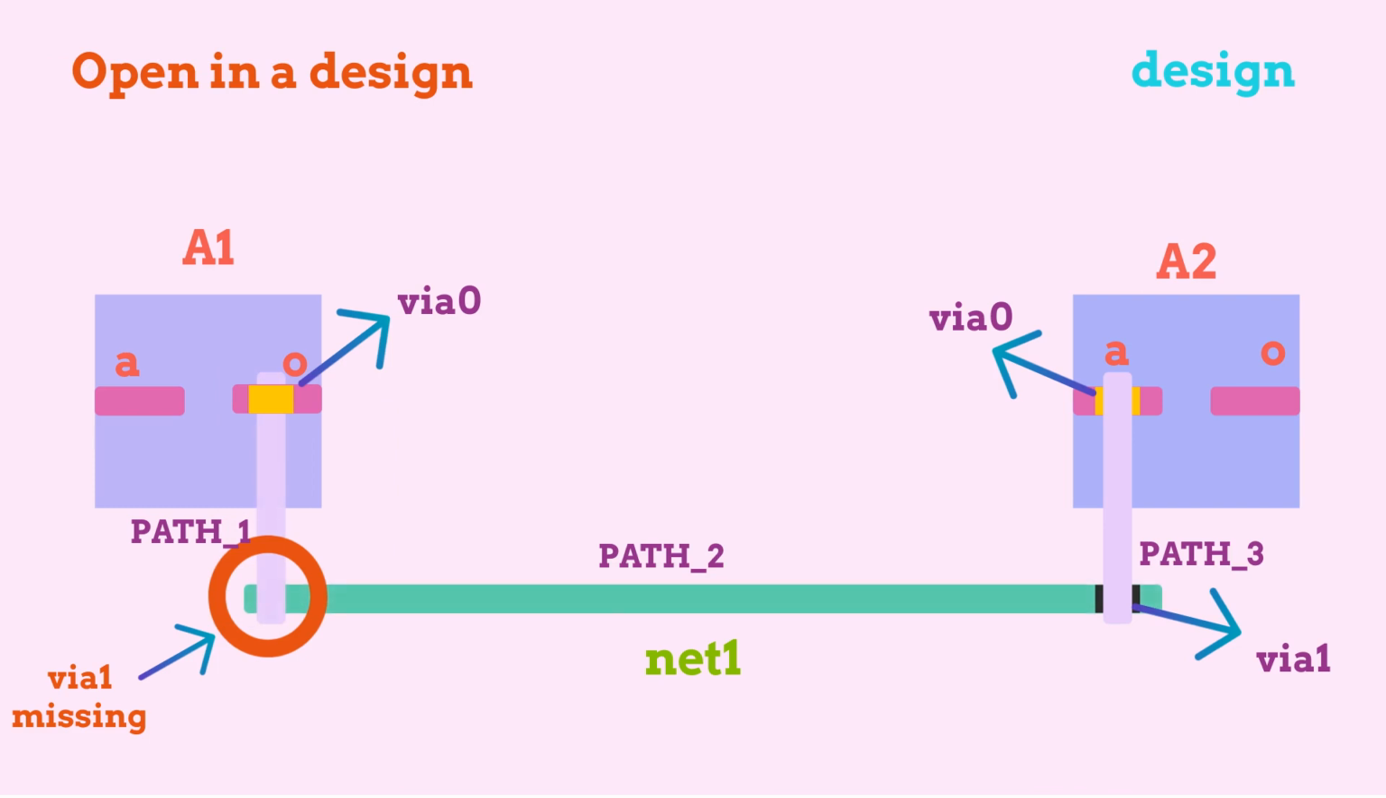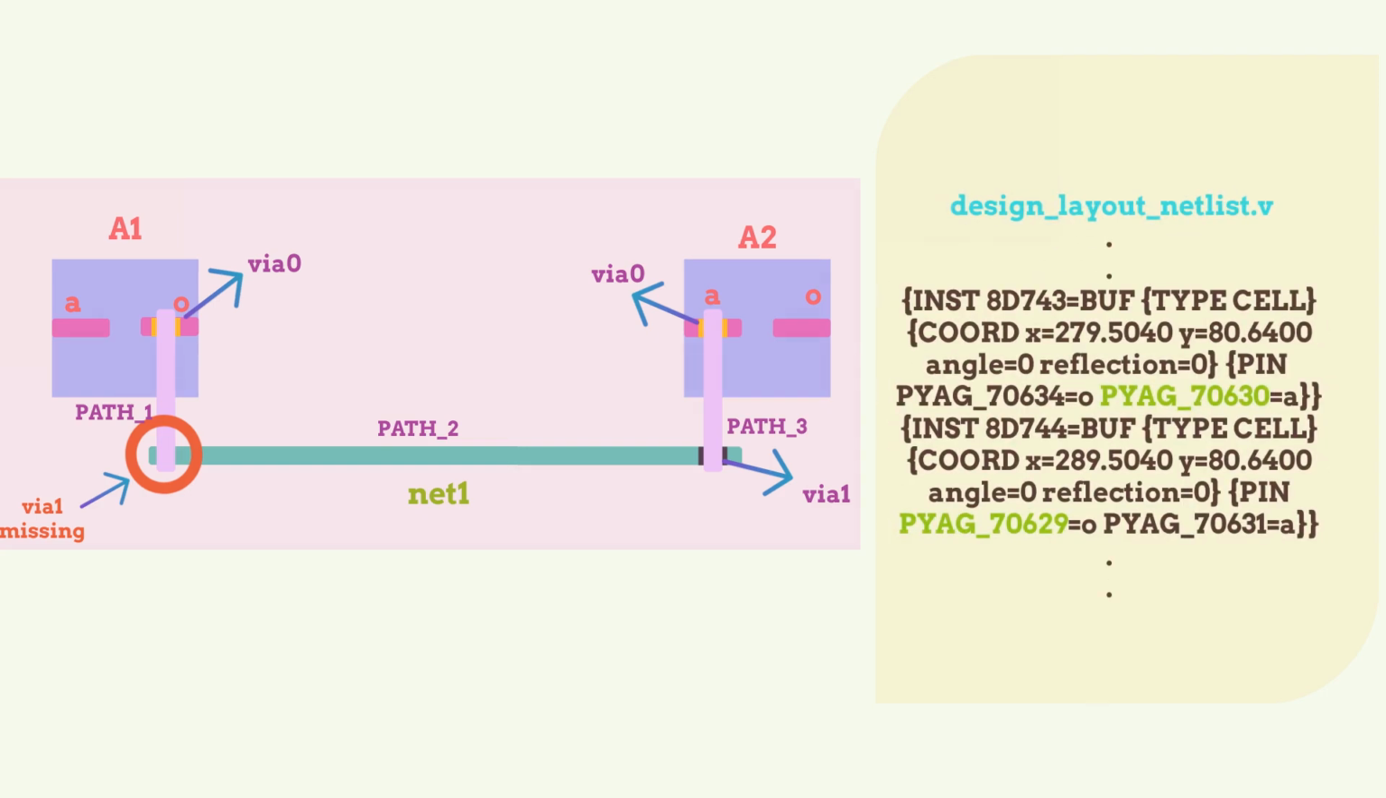Now let us see about the layout and schematic net mismatches. If the shapes of a net having the same layout text are not intersecting or touching, it causes opens in design. In this design, we can see that via 1 is missing between shapes path 1 and path 2. This is called an open. If a layout with open is extracted in LVS flow, the net which has opens will be represented using two different net names in layout netlist.